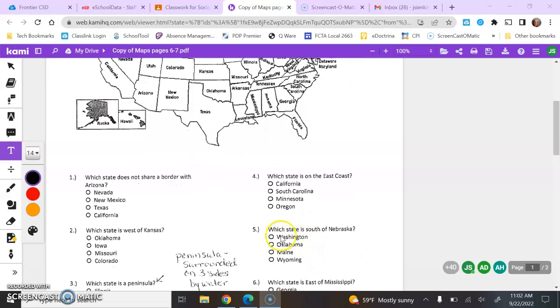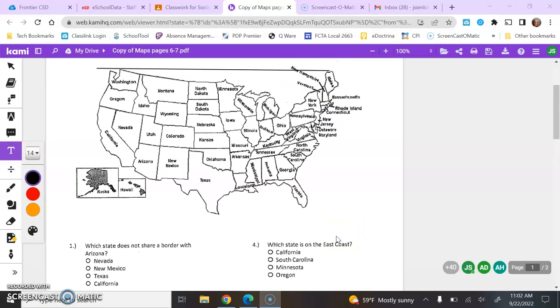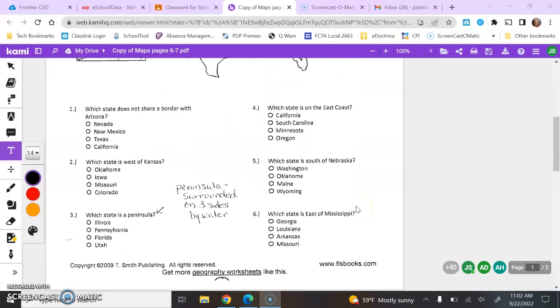Number 5. Which state is south of Nebraska? Is it Washington, Oklahoma, Maine, or Wyoming? So you're looking on the map for Nebraska, and I will give you a hint. It's somewhere in the center of the United States.